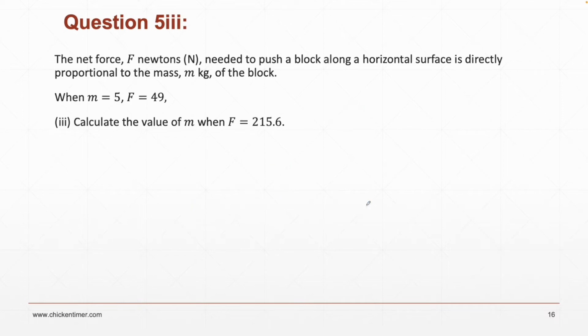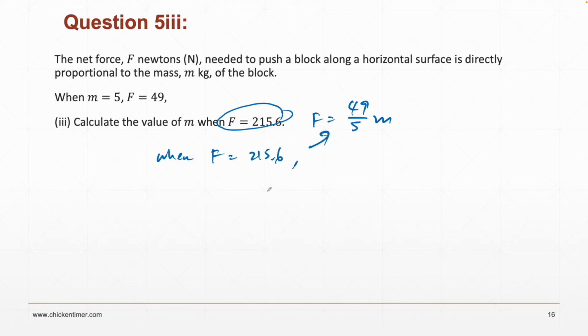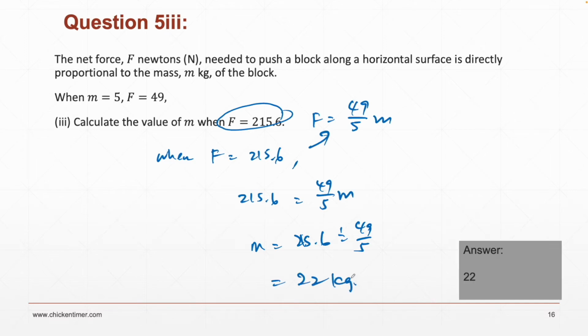Back to this. So our third part, again, we will have to use our first equation, which is F equals 49 over 5m. Then they say when F is 215.6, find m. So we will substitute this inside. So 215.6 equals 49 over 5 times m. So m would be equal to 215.6 divided by 49 over 5, which gives me 22 kilograms. This is how we do it.